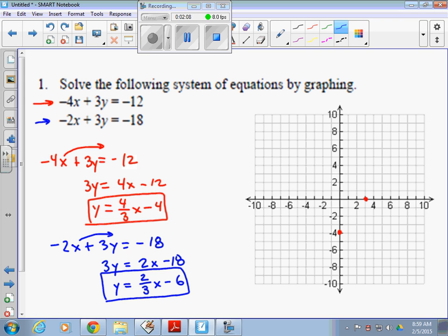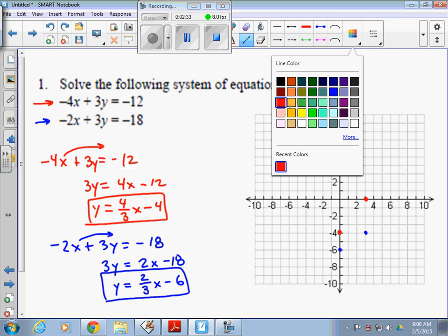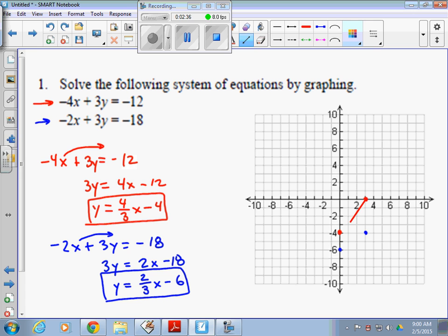Begin at negative 6. Go up 2 and to the right 3. So up 1, 2, and to the right 1, 2, 3. There's our second point. So we have to determine where these two lines are going to cross. It looks like these two lines are going to cross somewhere in this area. So we need to draw two straight lines to get to that intersection, so we can estimate what it is. The first one is going to be this way. The second one is going to be this way.